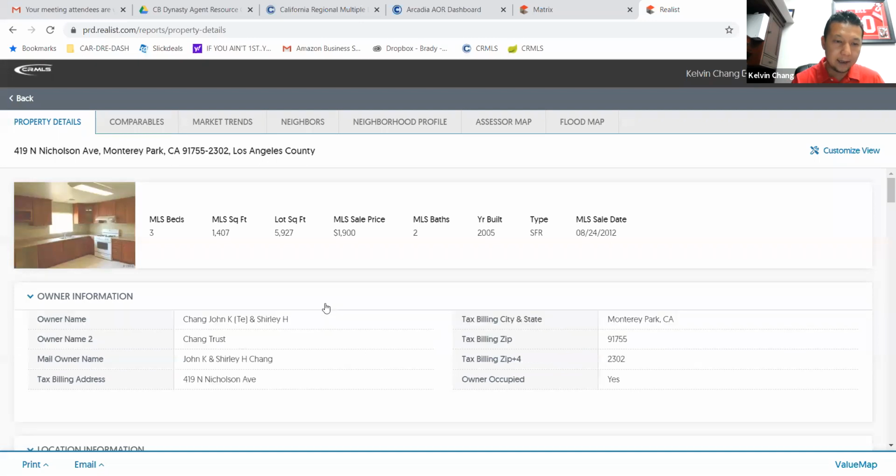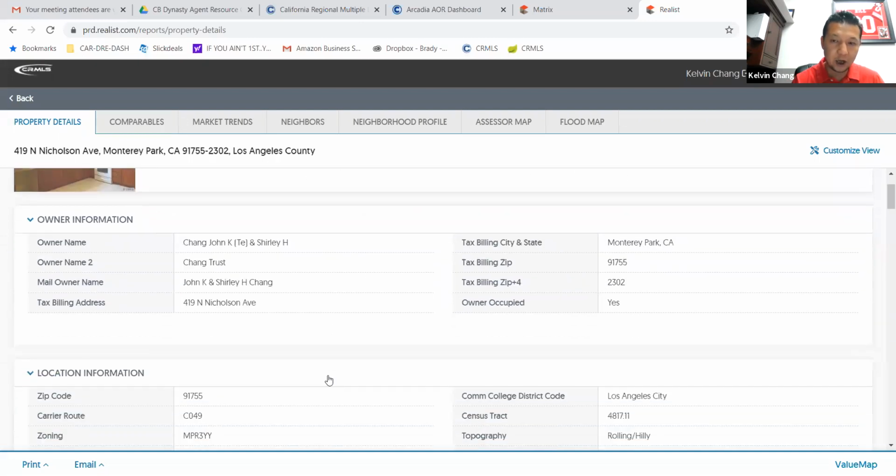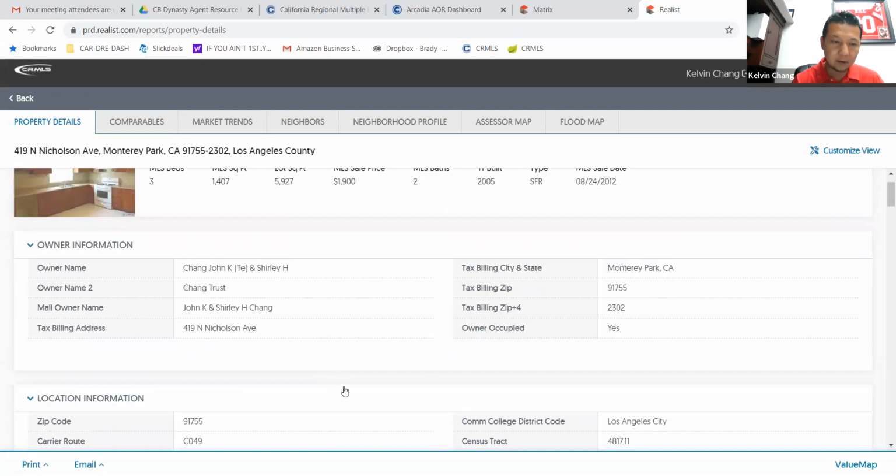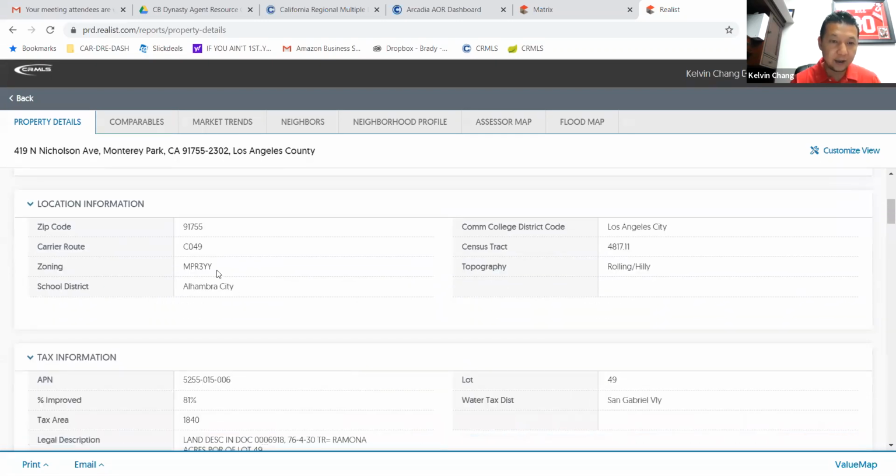The owner's name is a trust, John and Shirley Chang. Their tax address, it has the location, which shows in here. This is important to look at for rental properties. What is its potential? You look at the zoning. And I know this is Monterey Park R3, residential 3, kind of high density. It could allow up to a 3-unit building, triplex. Okay, but you've got to check the city zoning for specific rules. But it is in the zoning area of R3, so it's somewhat high density.